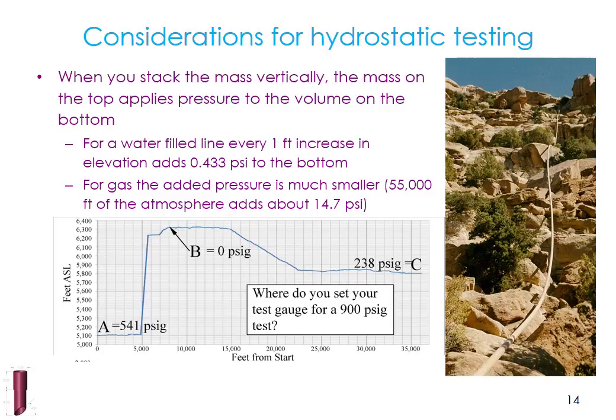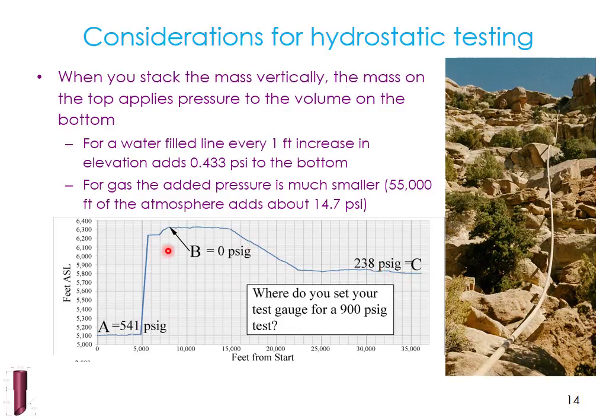If we look at this example, we've got a point A down here at about 5,100 feet, a point B up here at 6,300, and a point C out here at about 5,800 feet. So I want to do a 900-pound test on this line. Where do I put my test gauge? Well, if I put it down here, then that means I'm not going to test the pipe at the top. Now I'm going to go to 900 pounds here, and I'm going to be at 341 pounds up here and about 500 here.